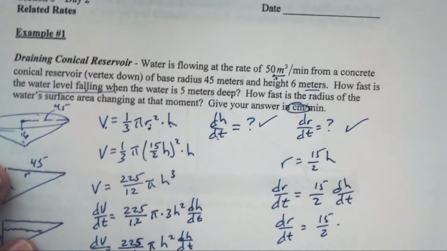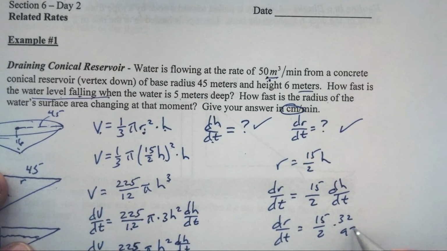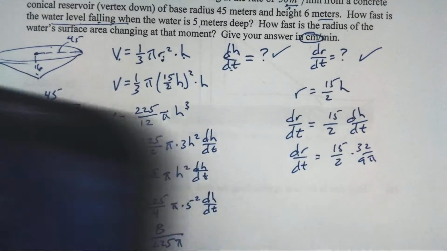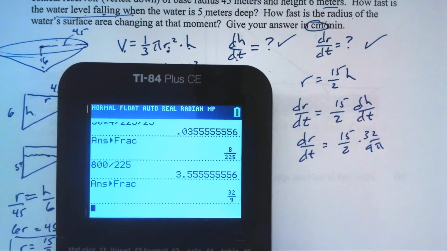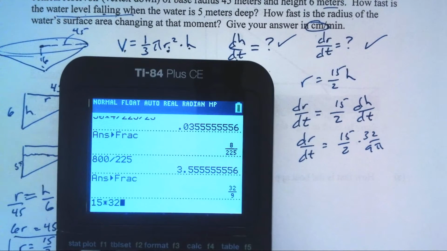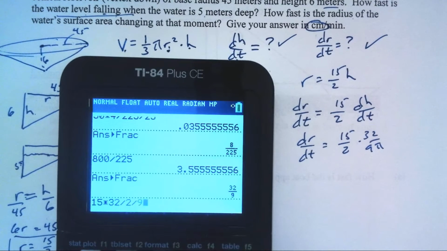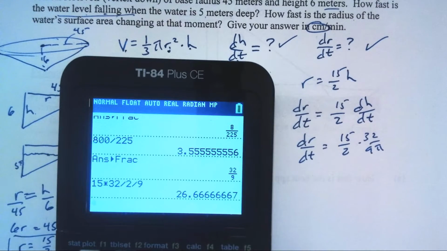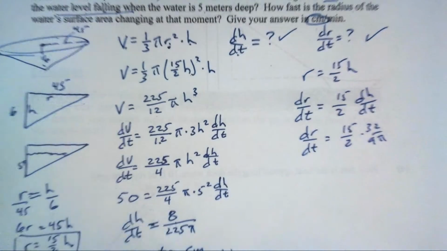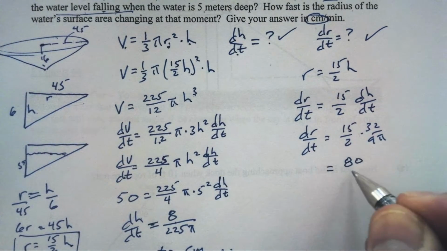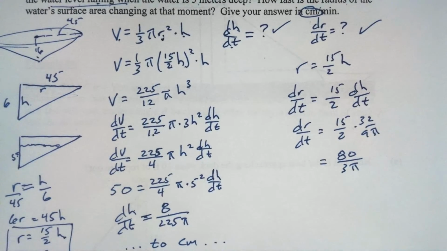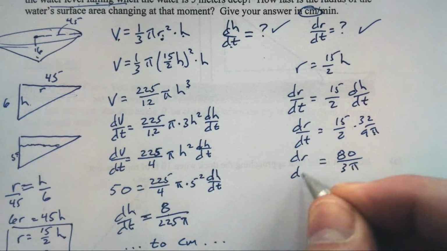32/9 pi. And maybe I'm being lazy here on calculations, but I'm going to be careful with this. So what do we get? I've got 15 times 32 divided by 2 divided by 9. Don't forget we're still dividing by pi. Math fraction. I get 80/3 with a pi in the denominator. I didn't include it yet. So dr/dt is that.